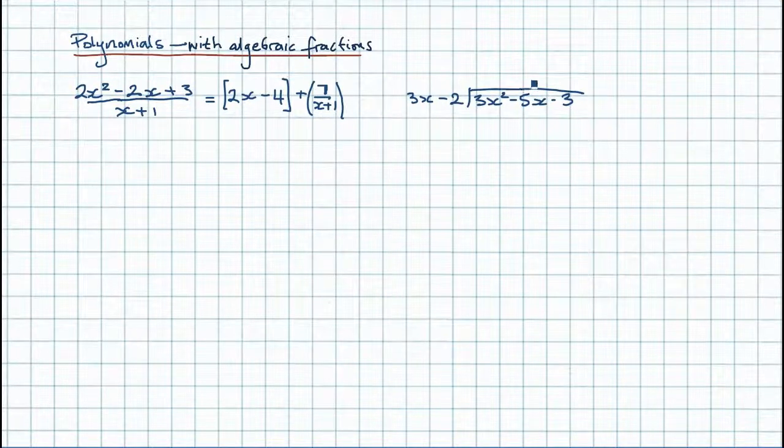Okay, 3x into 3x squared will give us x, and I'm going to put my x there. x times 3x gives us 3x squared, and then multiply by the minus 2 gives us minus 2x. So the 3x squared is going to cancel when I subtract. Now I've got minus 5x minus minus 2x, going to give us minus 3x. Bring down the minus 3, and off we go again. 3x into minus 3x will give us minus 1. Minus 1 times 3x gives us minus 3x, and multiply the minus 2 as well gives us plus 2. And so now we've got minus 3 minus 2, giving us minus 5.